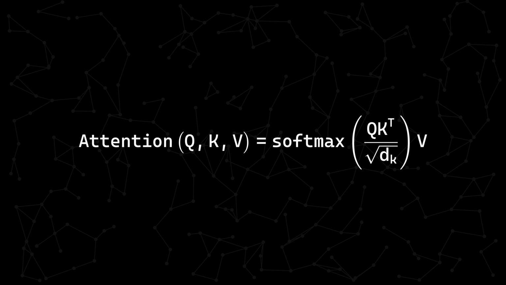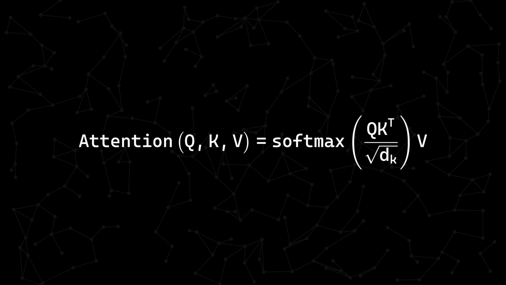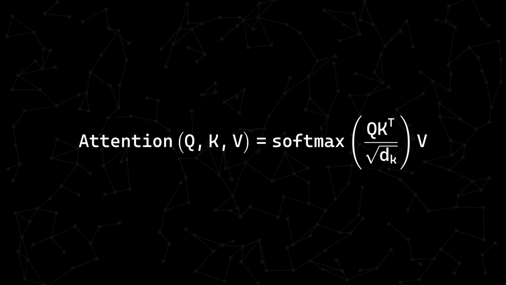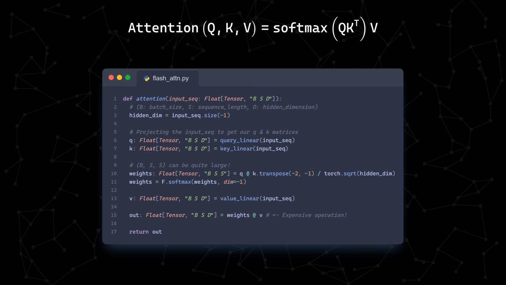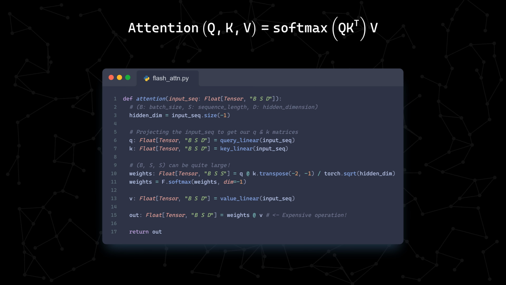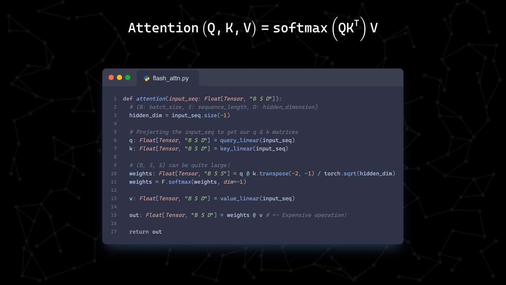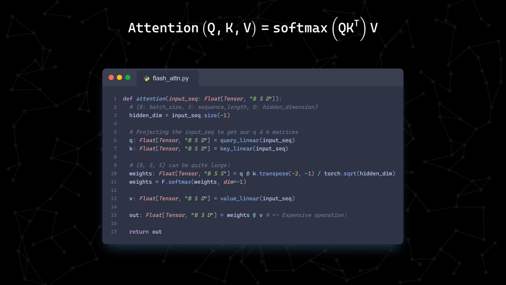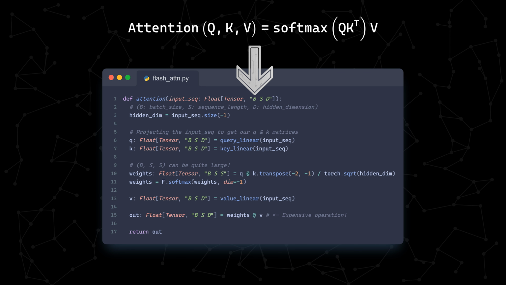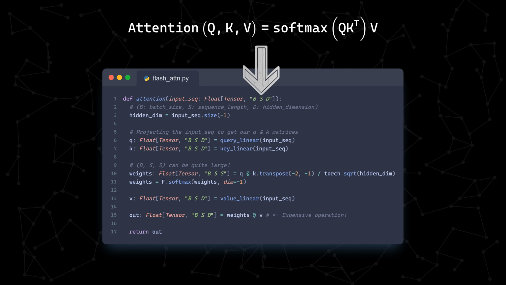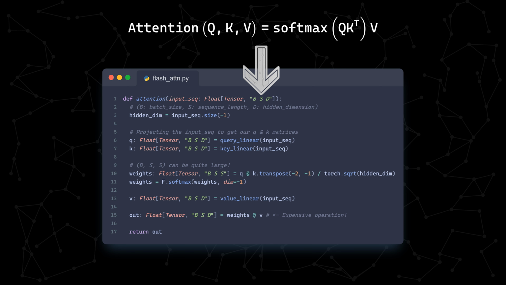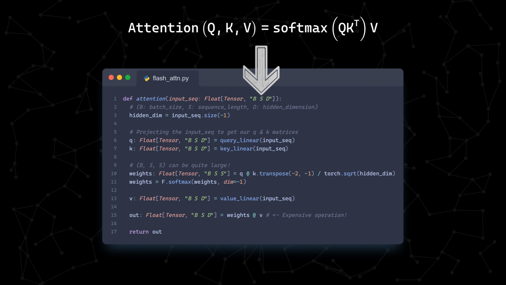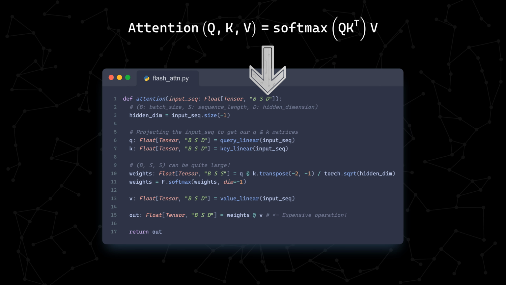Let's understand why. On screen, I have the equation of the attention operation. In code, that equation looks something like this. We're not going to touch upon multi-headed attention here, but extending everything we learned from today to multiple heads is trivial. Our input sequence contains B batches, each of a sequence length of S, and each token in our sequence has been mapped to a vector of size d, which is our model's hidden dimension.